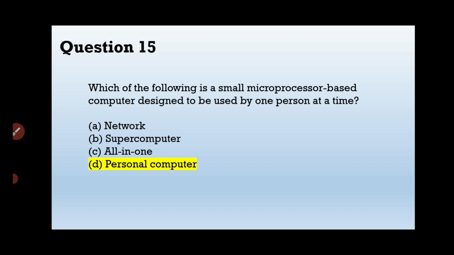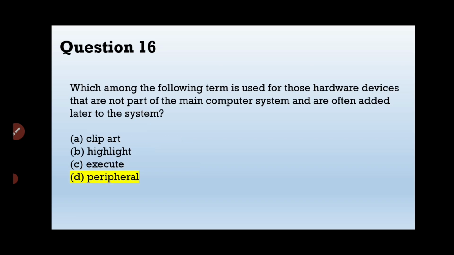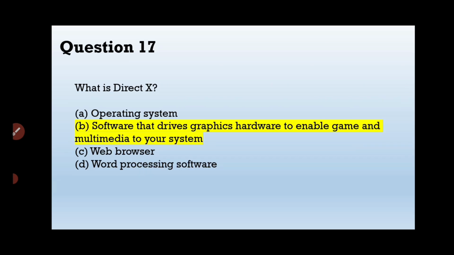Question number 15. Which of the following is a small microprocessor based computer designed to be used by one person at a time? Your correct option is option D, personal computer. Question number 16. Which among the following term is used for those hardware devices that are not part of the main computer system and are often added later to the system? Your correct option is option D, peripheral.